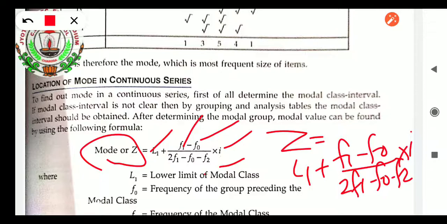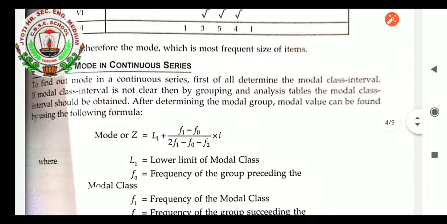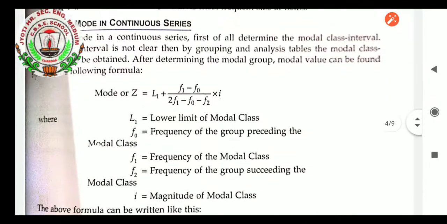So it is written as f1, f0, f2 into i, and L1 I have already explained to you. After the grouping and analysis table also you can use this formula and get the calculation of the mode in a correct way. As I already explained what f0, f1 and f2 are, let us have a question so that we can see the values and calculate the mode.